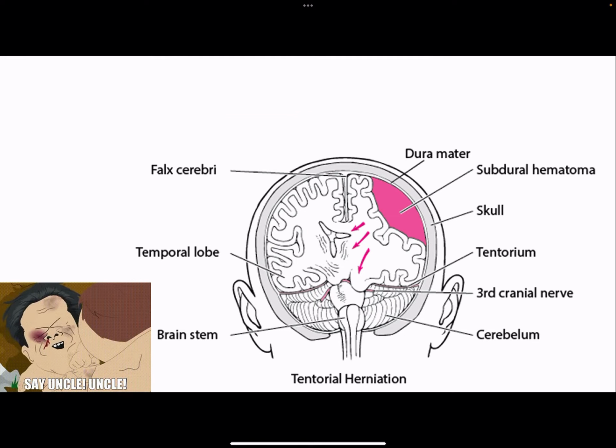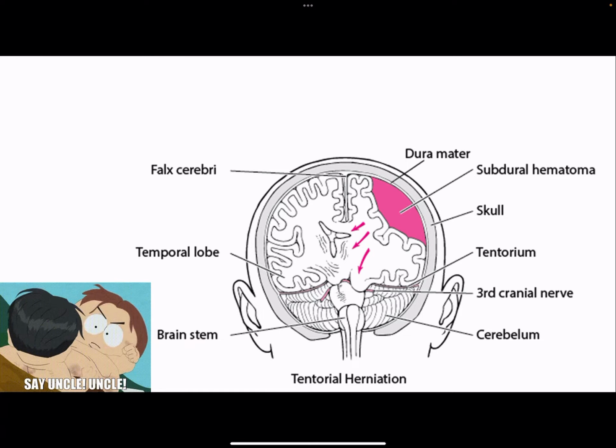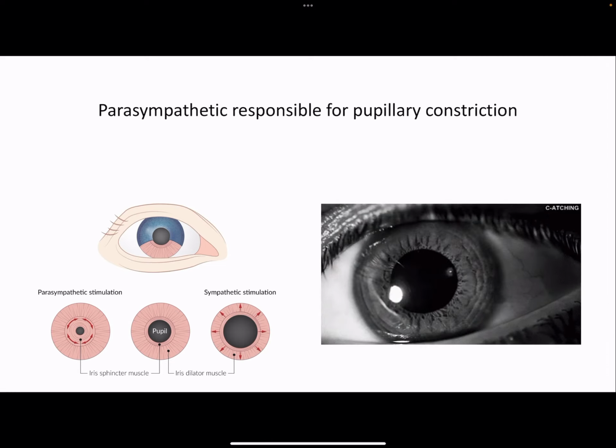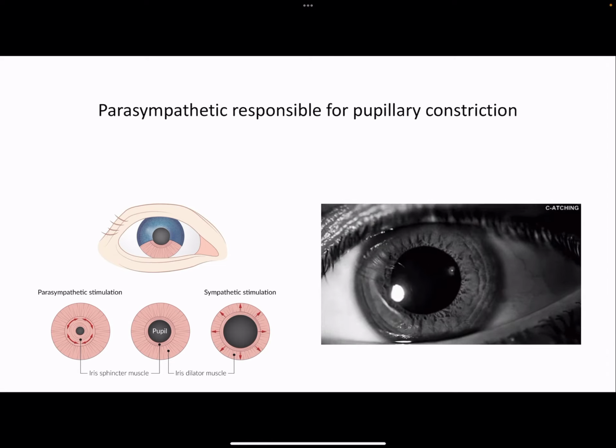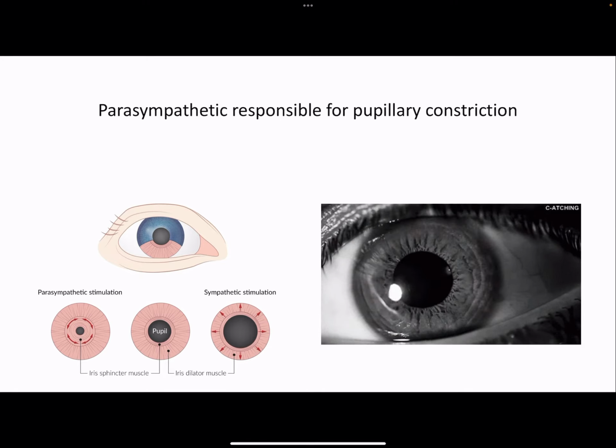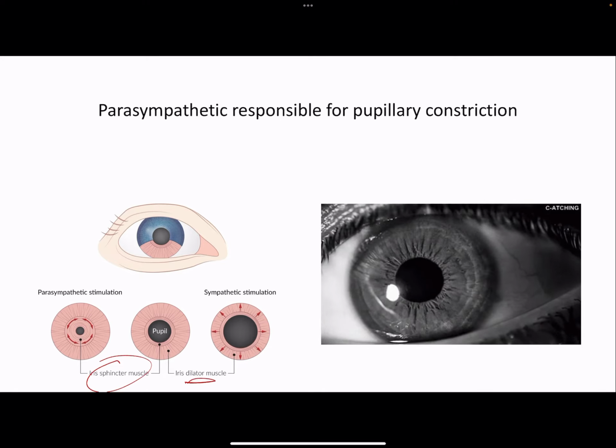You could also damage the oculomotor nerve if you have an uncal herniation. So if you have some sort of hematoma and there's a mass effect and there's a lot of pressure pushing this way, you could have a tentorial herniation, and we know that right at the bottom of the tentorium is this third cranial nerve, which could get damaged. We mentioned the Edinger-Westphal parasympathetic innervation on the periphery. This is going to be for pupillary constriction. These are the sphincter muscles. You also have dilator radial muscles, which are going to be sympathetic.